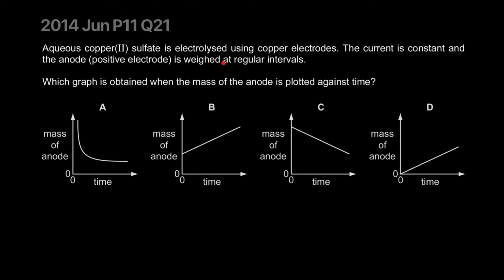Aqueous copper sulfate is electrolyzed using copper electrodes. The current is constant and the anode, the positive electrode, is weighed at regular intervals. Which graph is obtained when the mass of the anode is plotted against time? Right? Now copper electrodes, what's happening to the positive electrode? The positive electrode is made out of copper, and it will be discharged because it's going to lose its electrons, and it's going to produce copper ions.